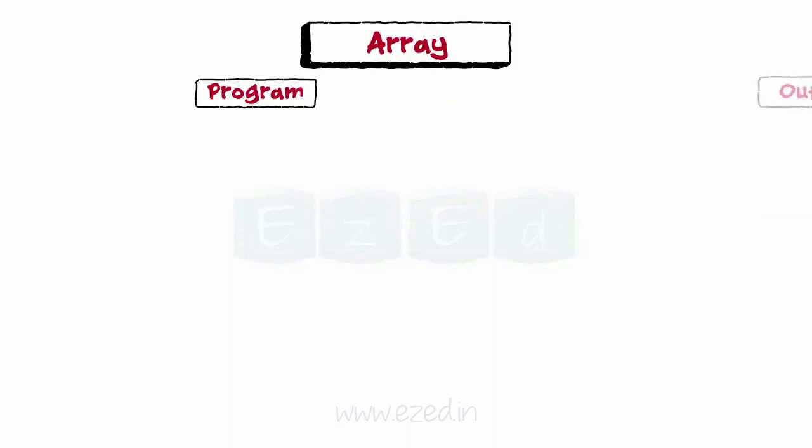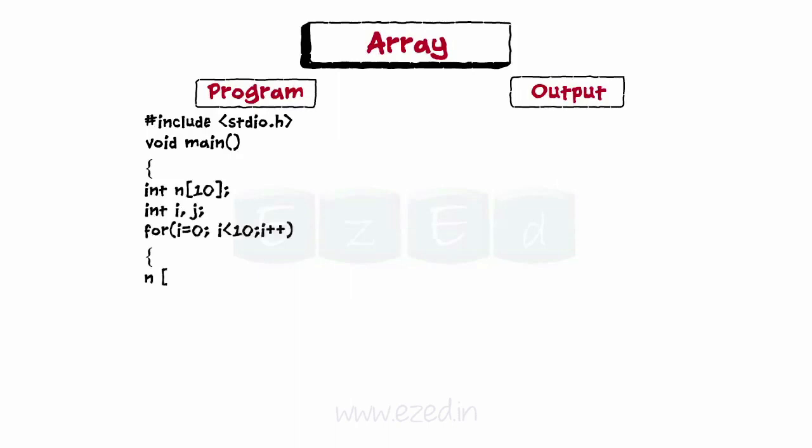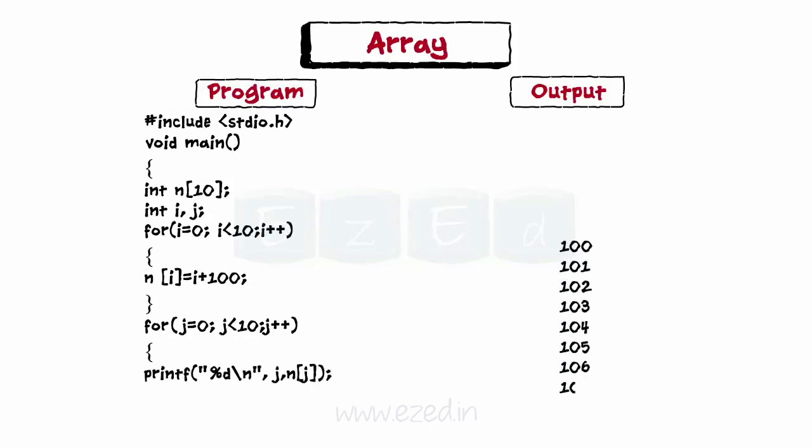Program. Let's try to understand declaration, initialization, and display of the array. We start by declaring the main function followed by the array n, which is of size 10, and also the variables i, j. It is initialized with the values 100, 101, and so on till 110 using the for loop, and finally displayed as the output again using the for loop, after which we end the program.